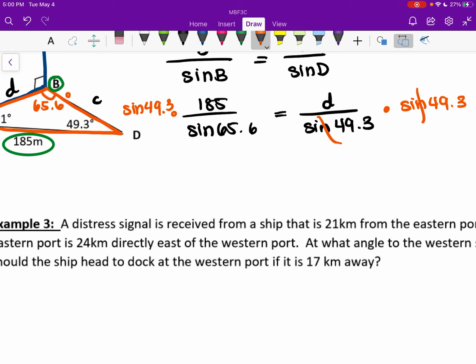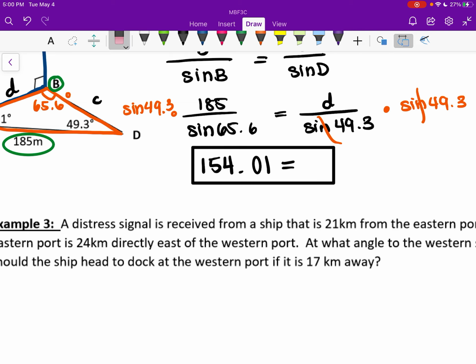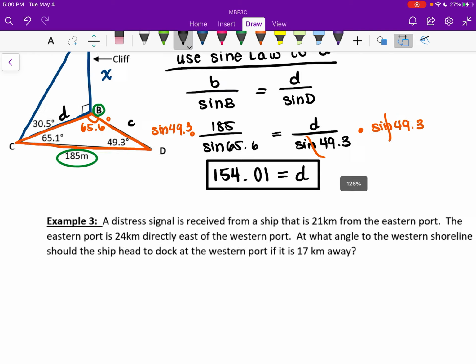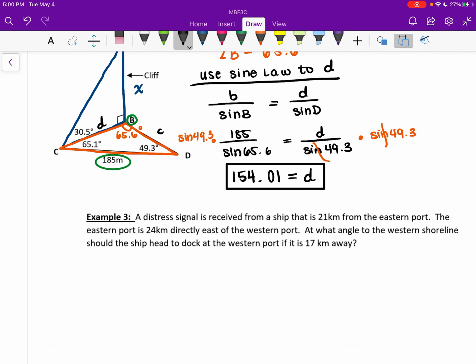I'm going to do 185 divided by sine 65.6 multiplied by sine 49.3. And I just do it in one step so that I'm not carrying over too many decimals and having to type everything back into my calculator. So then in this situation, I got 154.01 is equal to D. And I like to keep as many decimal places as I possibly can, just because it makes it easier when you're solving, you get just a more accurate number. So I keep 2 at least. If you want to keep more, that's even better.